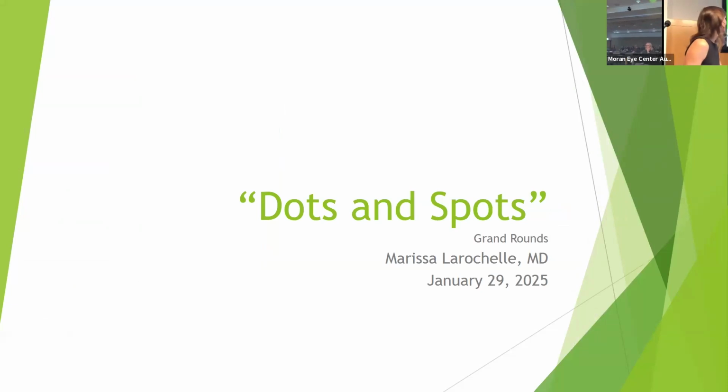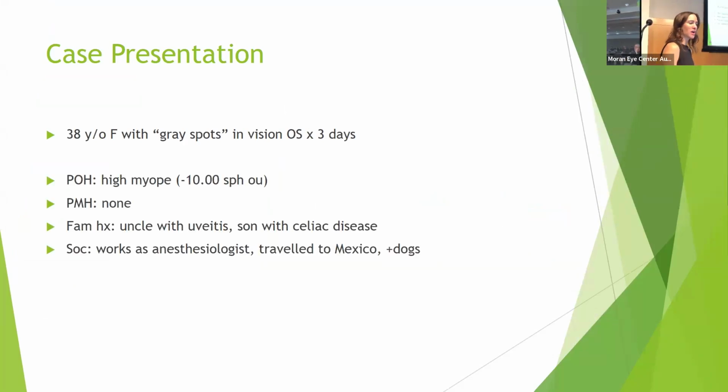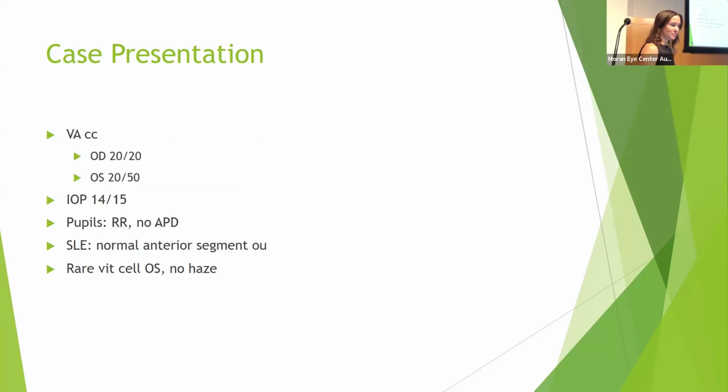I'm going to continue on the theme of more than you ever wanted to know about white dot syndromes. So this is a case of a 38-year-old woman presenting with gray spots in the left eye for 3 days. It was accompanied by intermittent flashes of light and some photopsias in the vision, or shimmering, as she described. She's a high myope, but otherwise healthy. She does have a strong family history of autoimmune disease. She's a physician and has limited travel and pet exposure.